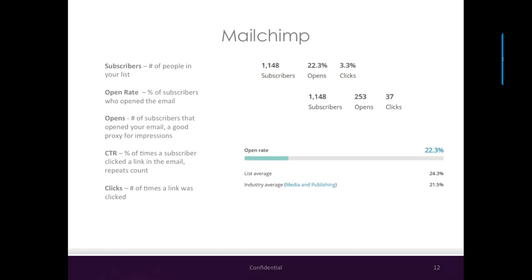And then over time, you're going to start building up things like a list average and how it compares to the industry. So, yeah, I'll just jump in here and reiterate what Ryan said before. 15 to 20%, you're doing pretty good. You can see here the industry average for media and publishing is 21.5%. This list average, this specific email that I grabbed a screenshot from, underperformed what the normal list does. But you're going to see some fluctuation from email to email. Sometimes it's the subject line, sometimes it's the content, sometimes it's the time of day you send it or the time of year.